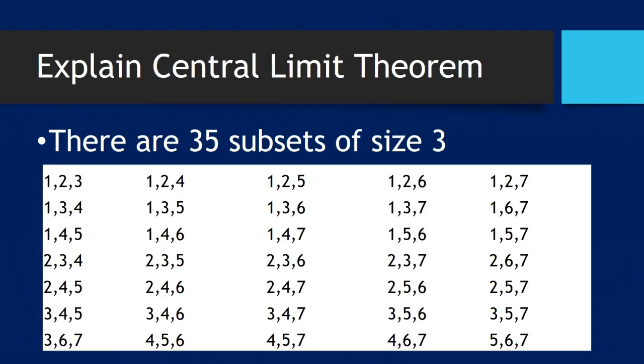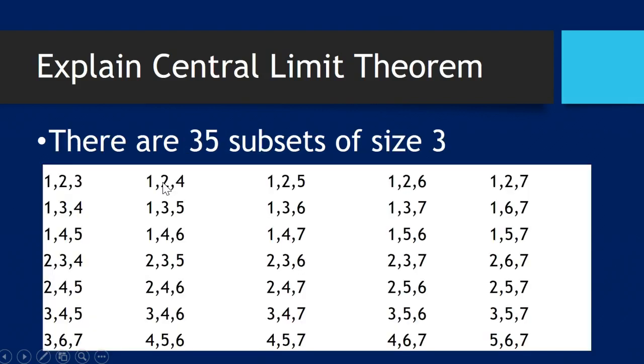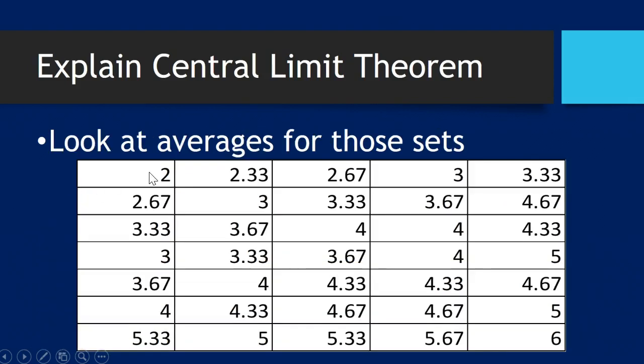Now, if I did that for all 35 sets, the averages are going to be like this. I'm going to get one set having an average of 2. That set, by the way, I've matched up: 1, 2, 3 is the first row, first column here. The average of 1, 2, and 3 is 2. And then you look at all of these numbers. So here are the 35 averages for my 35 different sets.